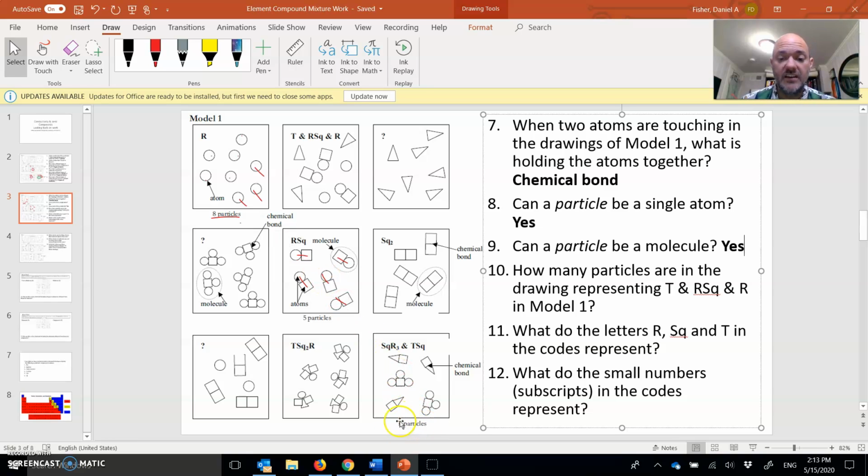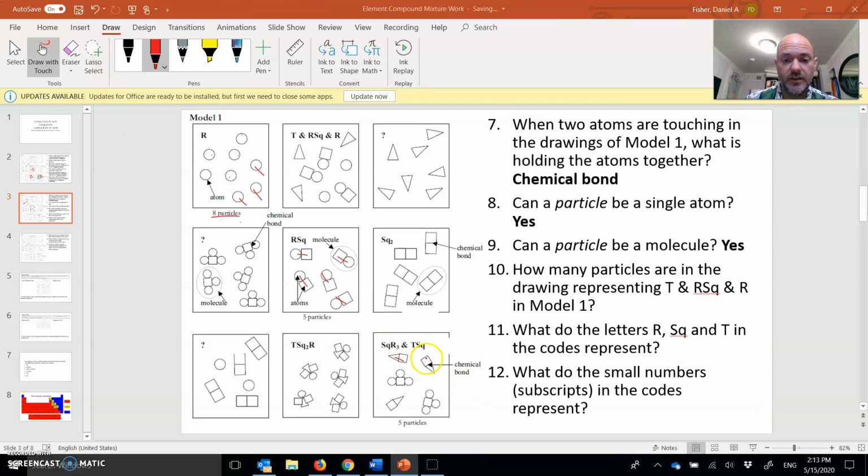Or I can look down here, it doesn't have to be just 2 atoms bonded together, right? This one says it has 5 particles. Well, there's 1, 2, 3, 4, 5. All right, so there are 5 particles in this one. Some of them are made up of 4 atoms. Some of them are made up of 2 atoms, right? But they are the molecules. They are bonded together, held together by a chemical bond.